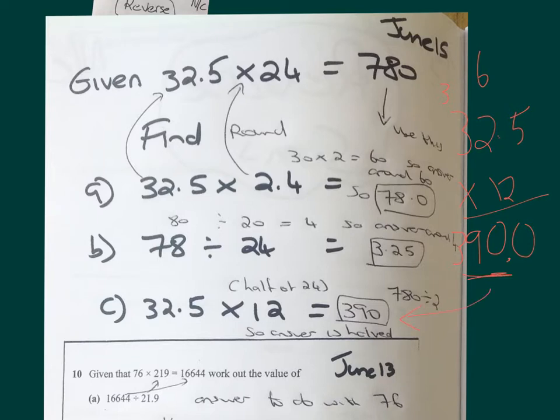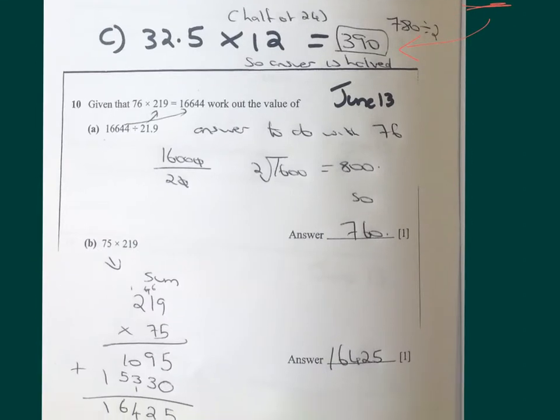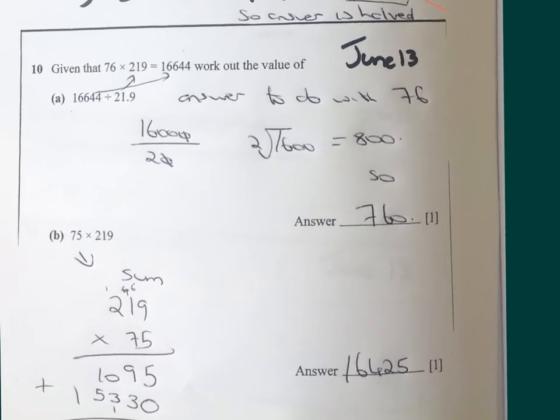Okay, moving on up a bit. Again, here's a question from June 13. I'll just make it a wee bit bigger. Okay, I'm going to round again. So 16644, which is this number here, divided by this number here. So our answer is going to involve the number 76. How can I round this?